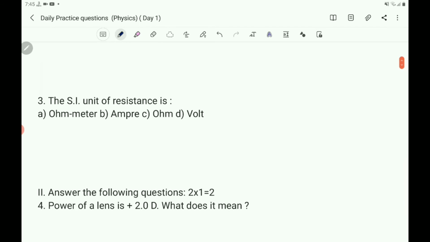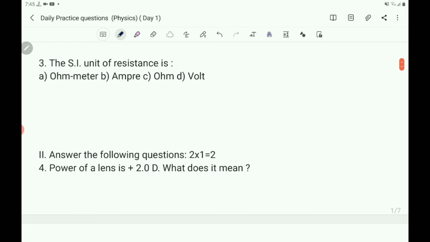Then next to take third question. The SI unit of resistance is. So what is the SI unit of resistance? You know that is ohm. Here option C is there. What are the 4 options here? Ohm meter, ampere, ohm, volt.